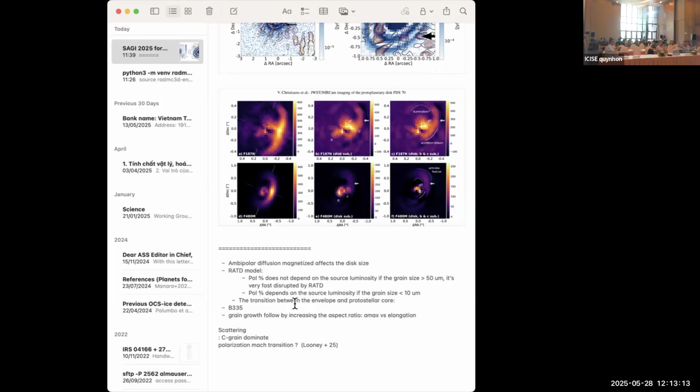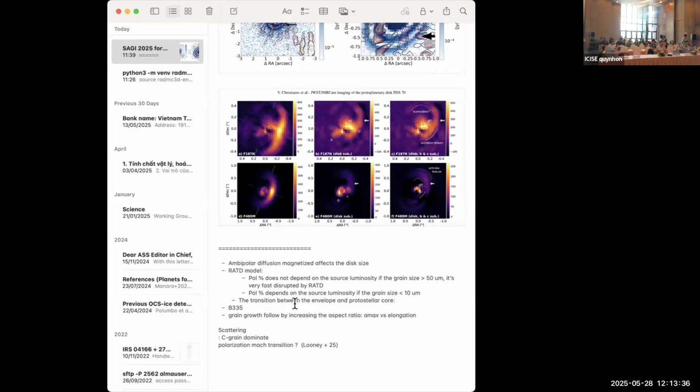Yeah, okay, so I would like to mention that the MRN size distribution is just an empirical size distribution. It's not a size distribution derived from first principles. So we should use that as a reference only. We should choose different size distributions.